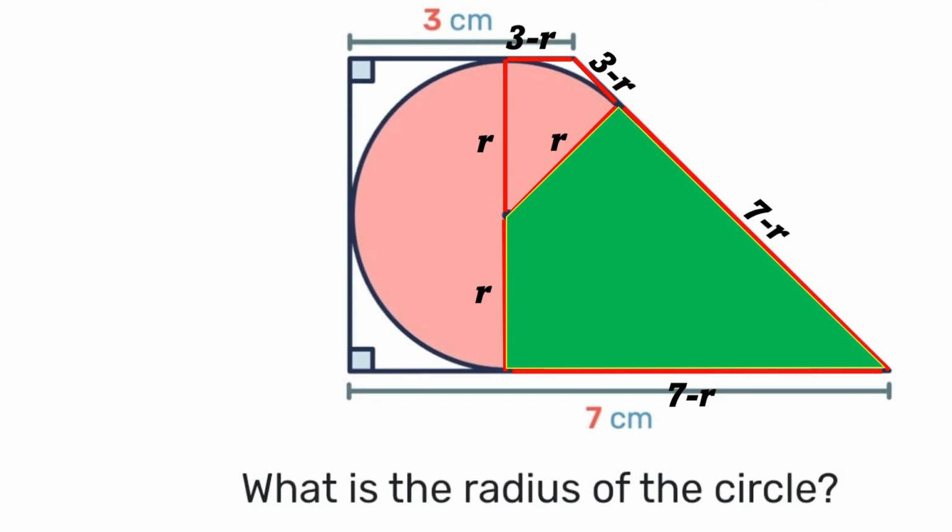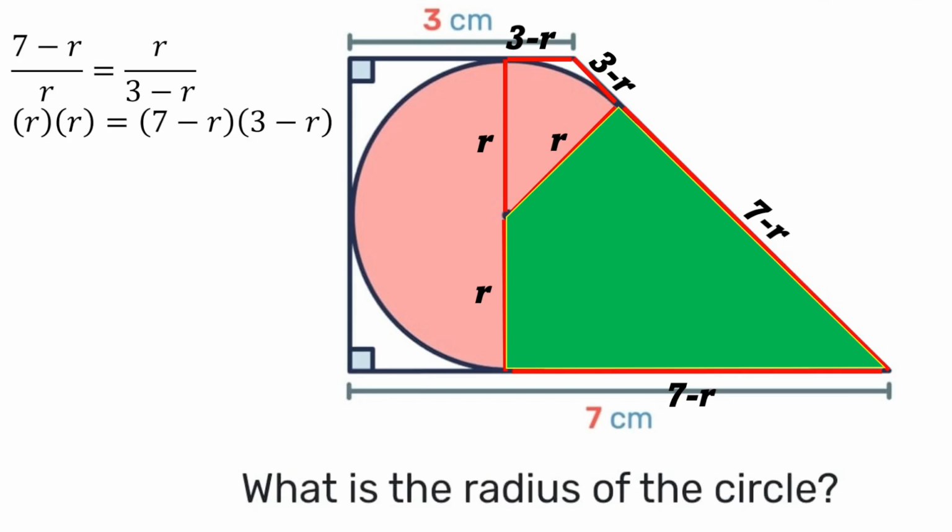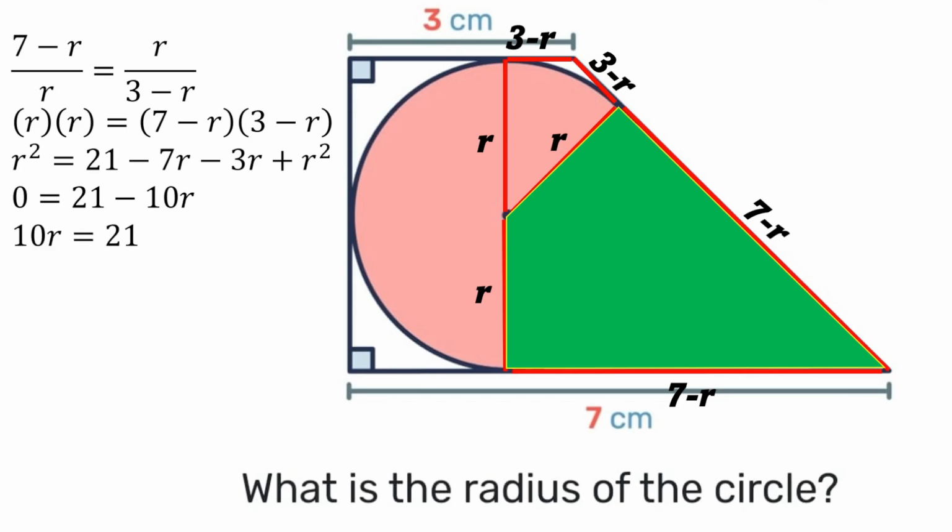In particular, the long distance of the big kite, 7 minus r, compared to r, is equal to the long distance of the small kite, r, compared to 3 minus r. We can transpose and cross multiply both sides. So we have that r times r is equal to 7 minus r times 3 minus r. That will leave us with r squared is equal to 21 minus 7r minus 3r plus r squared. We're adding r squared on both sides. We can cancel those, and simplifying, we'll have 0 is equal to 21 minus 10r. Transposing, we'll have 10r is equal to 21. Therefore, r will be 21 divided by 10, which also gives us that r is 2.1 centimeters.